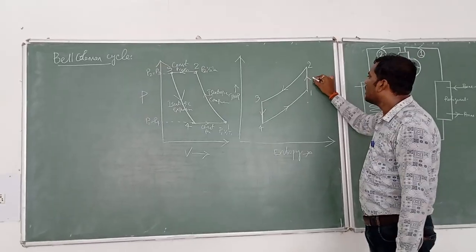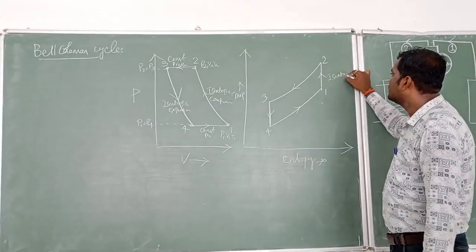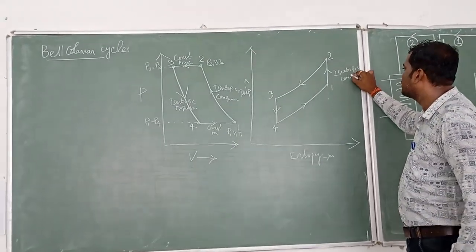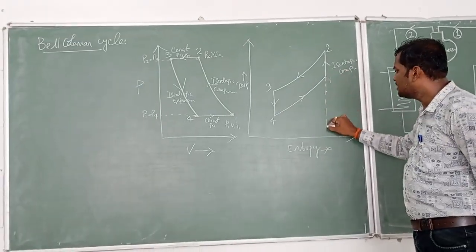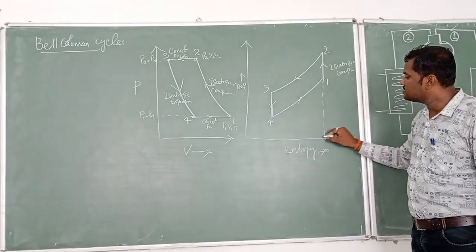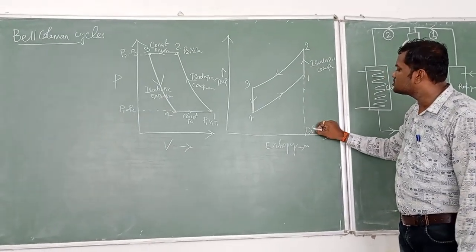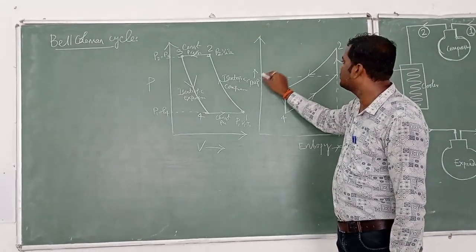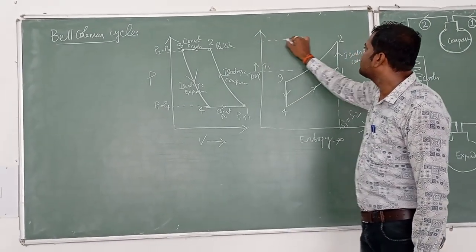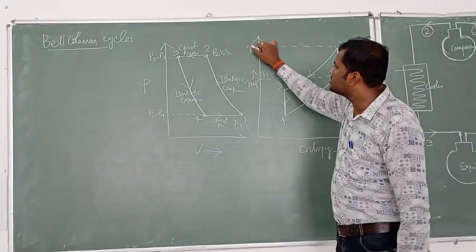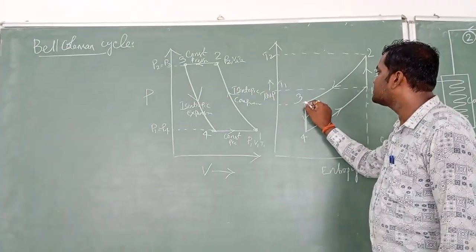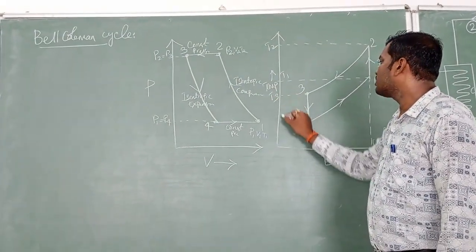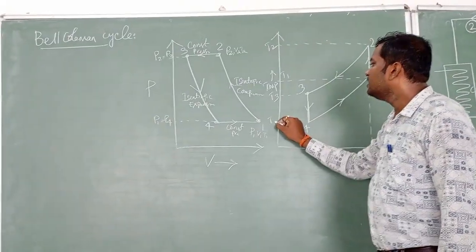1 to 2 is isentropic compression, that is S1 is equal to S2. Corresponding to state 1 the temperature is T1, corresponding to state 2 the temperature is T2, corresponding to state 3 this is T3, and corresponding to state 4 this is T4.